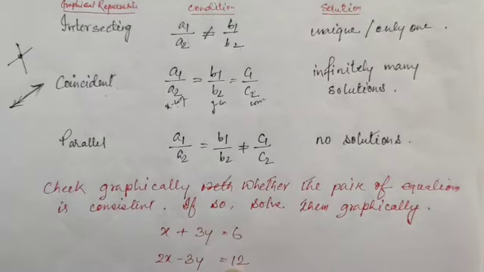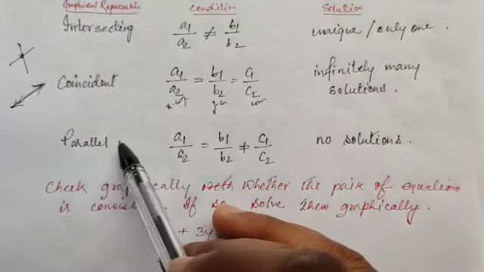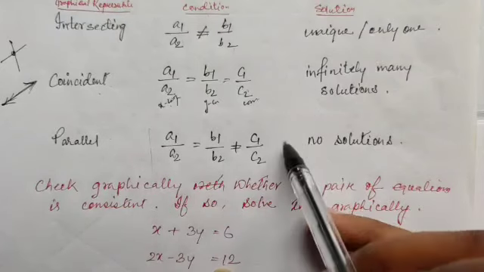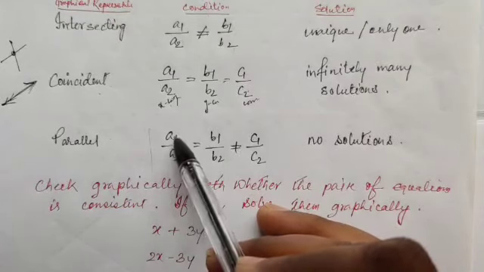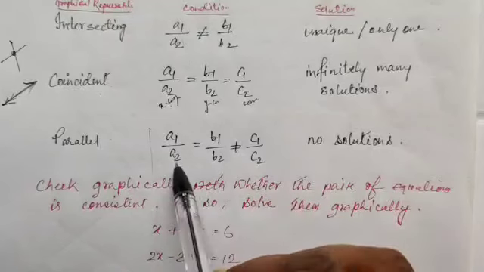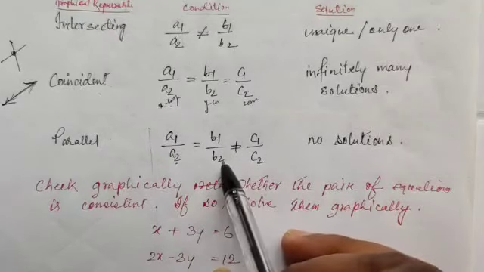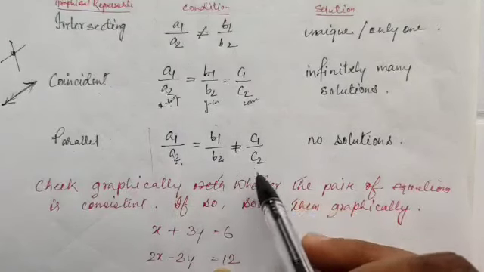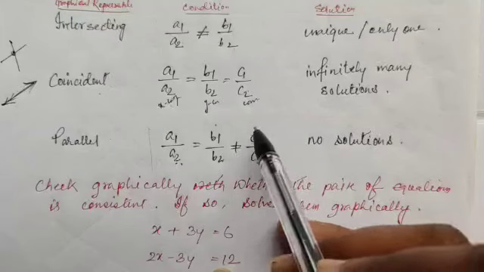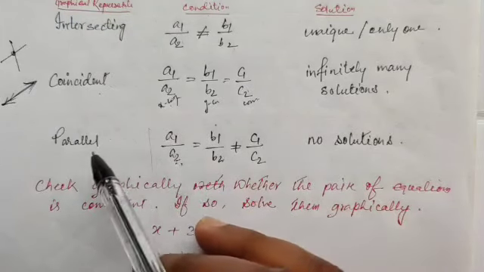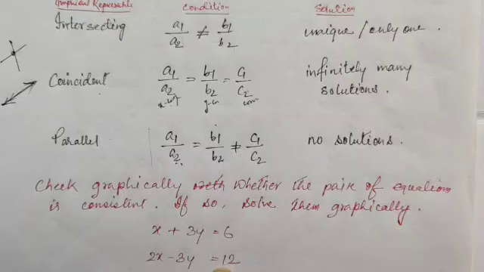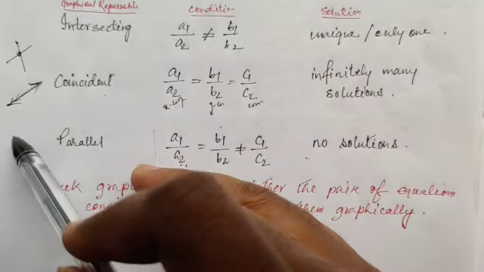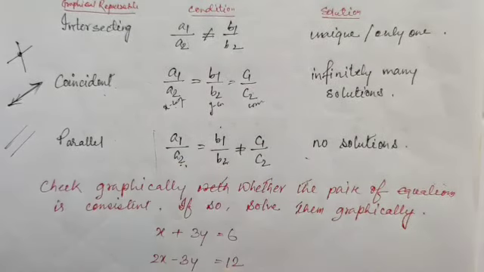Next comes the third part, that is parallel lines. In the case of parallel lines, what is the condition? The ratio of the coefficients of x and the ratio of the coefficients of y will be equal, but they will not be equal to the ratio of the constants. If this condition is satisfied, then the lines will be parallel if we represent them graphically. In such a case, there are no solutions. As we know, parallel means they will not intersect at any point, hence they have no solutions.